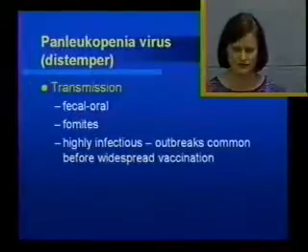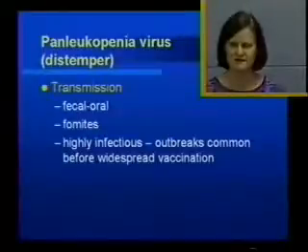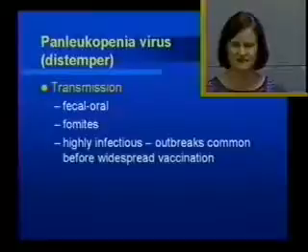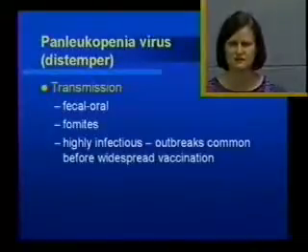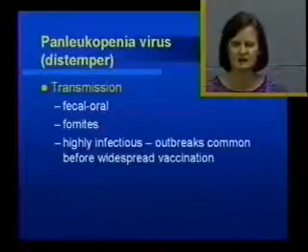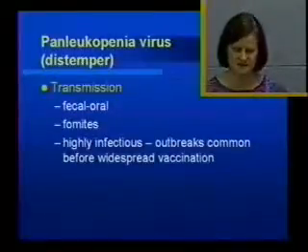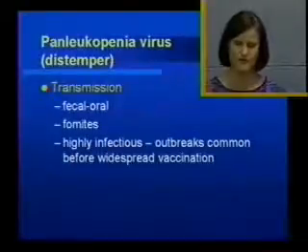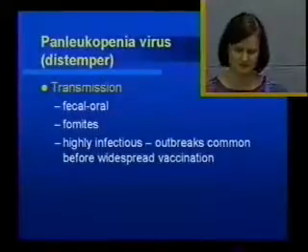Transmission is by fecal-oral transmission, also by fomites. This is a very resistant virus, being a parvovirus, to disinfectant, so it's very easy for us to carry this from room to room or cage to cage in the hospital, and it is a highly infectious disease. So outbreaks with this particular virus are very common when they do occur in a susceptible population.